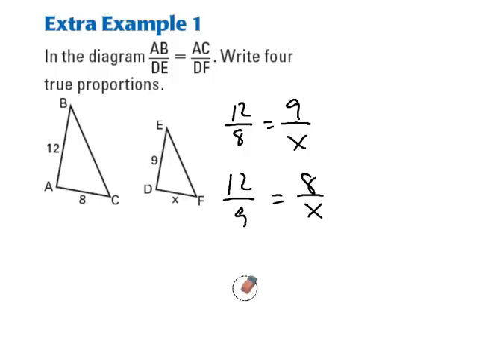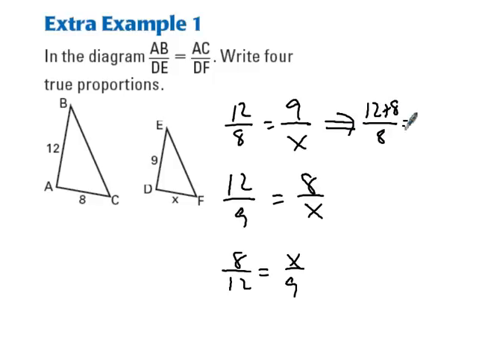Let's see. So there's our original proportion. Oh, now we can flip it. We could do 8 over 12 is equal to X over 9. And now we can take this one and add the denominators. So we could have 12 plus 8 over 8 is equal to 9 plus X over X. And those are our 4 proportions that are true.